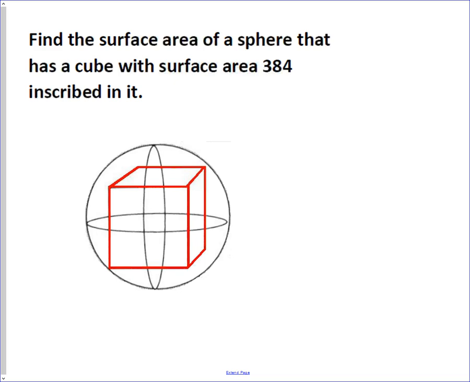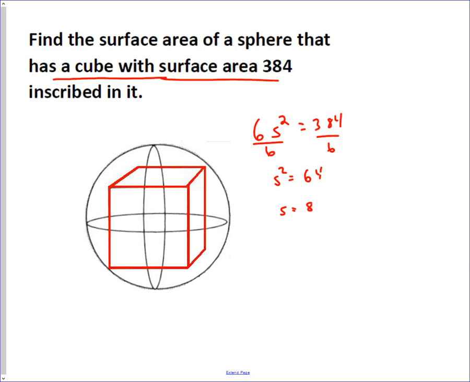It says, find the surface area of a sphere that has a cube with surface area of 384 inscribed in it. Well, first off, we got to think about what this means. A cube with a surface area of 384. Remember, a cube is just 6 squares on the outside, so we can say that the surface area of a cube is just 6s squared. So we set that equal to 384. When we divide both sides by 6, we get s squared equals 64. So that tells us s equals 8, because the square root of 64 is simply 8. So now we know that the side length is 8.